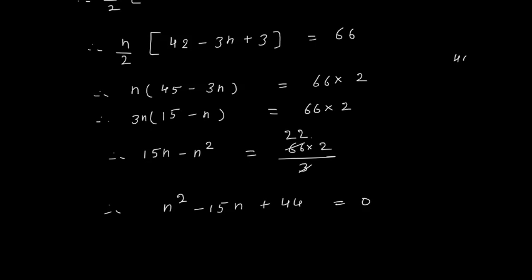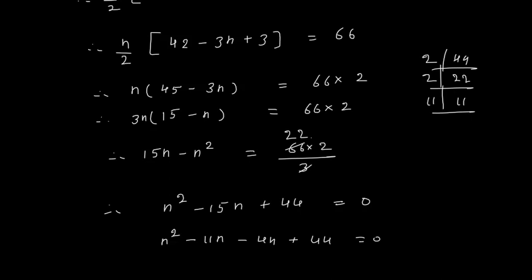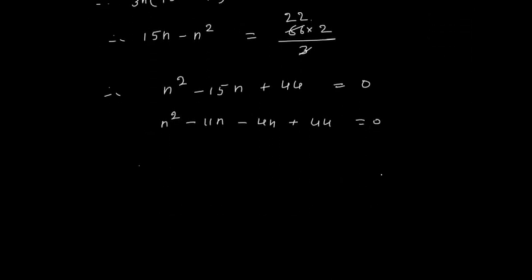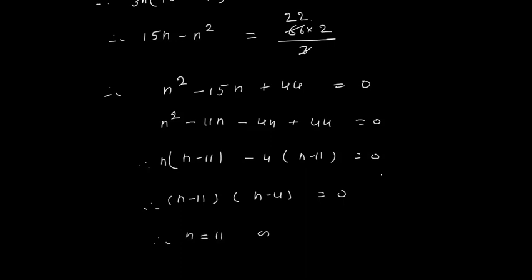So I have to factorize this equation. Now 44 we can divide by 2, it is 22, we can divide by 2, it is 11. Now 11 and 4, their addition is 15, so I will write it as n square minus 11n minus 4n plus 44 is equal to 0. So therefore n, we can take common, n minus 11, minus 4 you take common, it is n minus 11 is equal to 0. So in one bracket you have n minus 11 and in the other bracket you have n minus 4 is equal to 0. So this will give you n is equal to 11 or n is equal to 4.